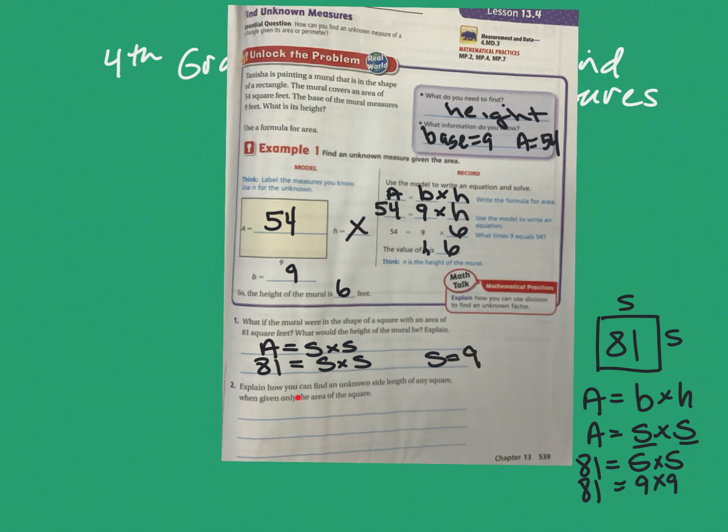All right, explain how you can find an unknown side length of any square when given only the area of the square. And I would use the formula we put above as area equals side times side. And those two variables being the same letter representing them means this unknown number, whatever it is, is the same as this other one. They represent the same number.